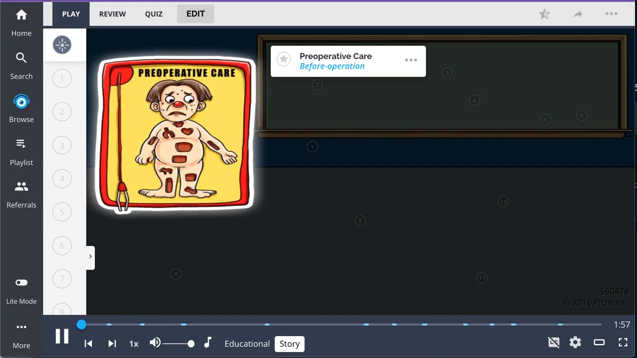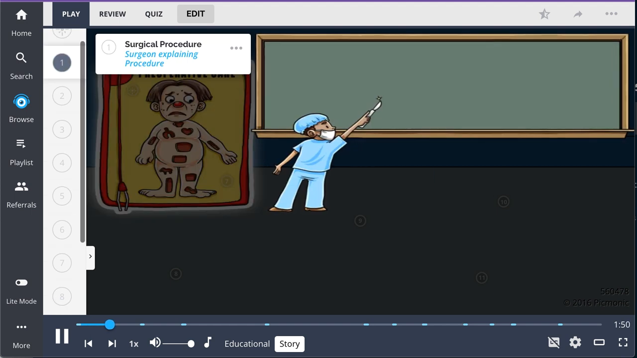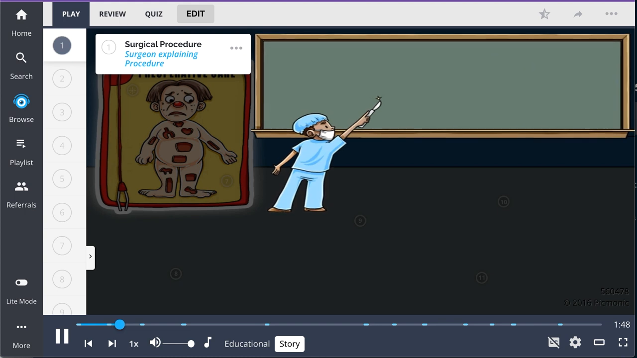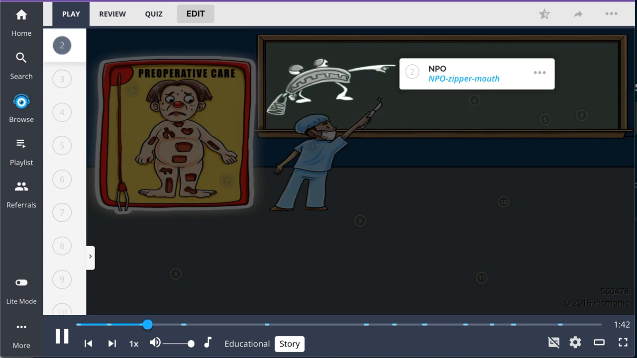Remember preoperative care as the character from the game of Operation who's anxious about going into the operation room. And when the surgeon comes over to explain the surgical procedure, it doesn't exactly settle his nerves, and he whimpers. But an NPO zipper mouth tells him to zip it and pay attention.